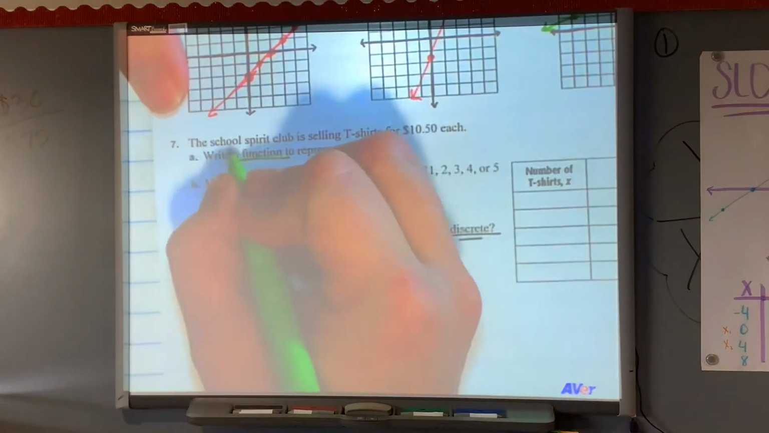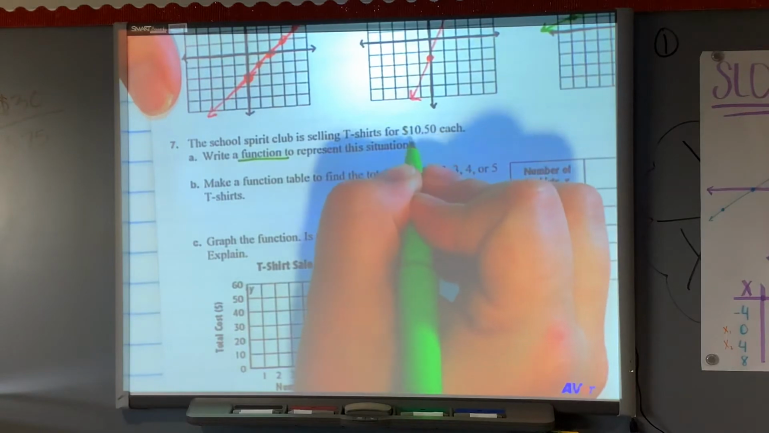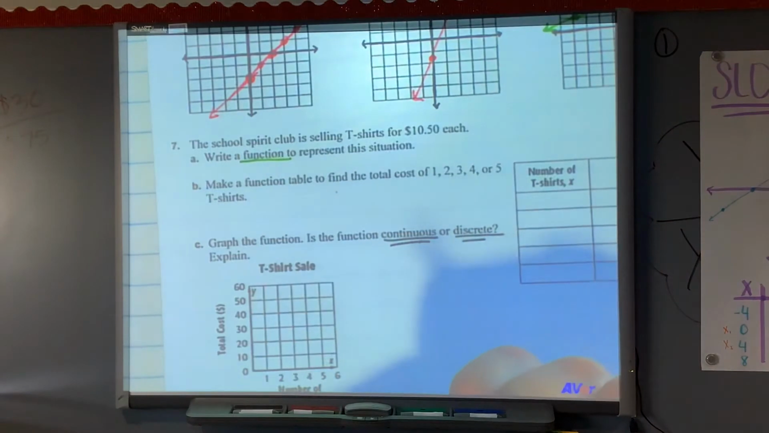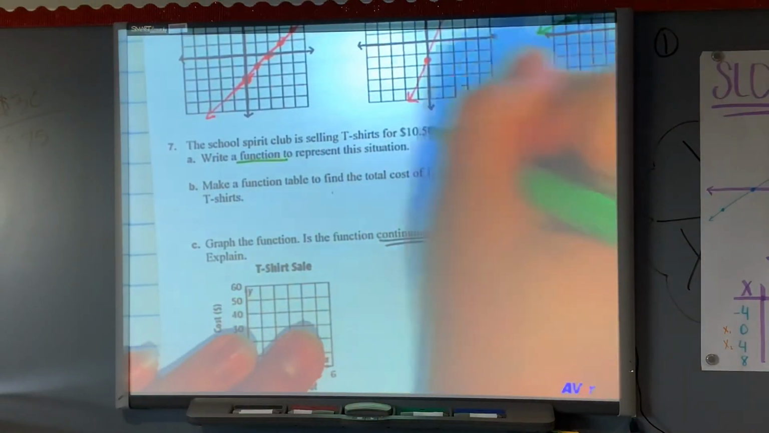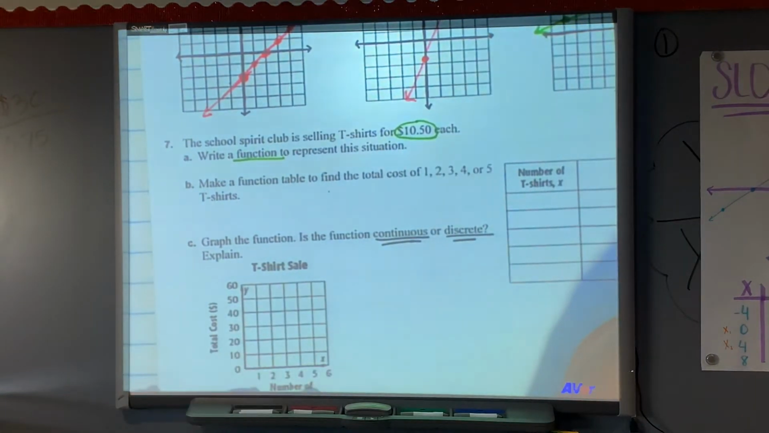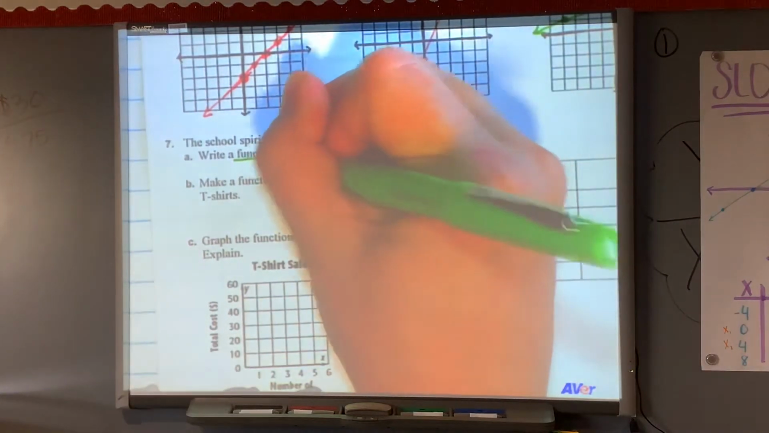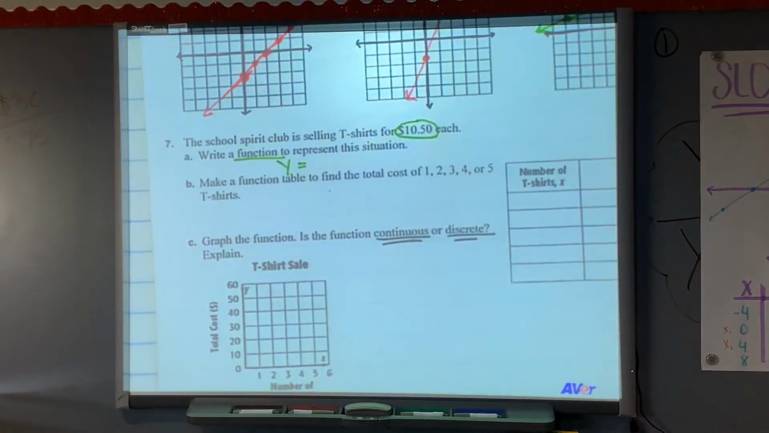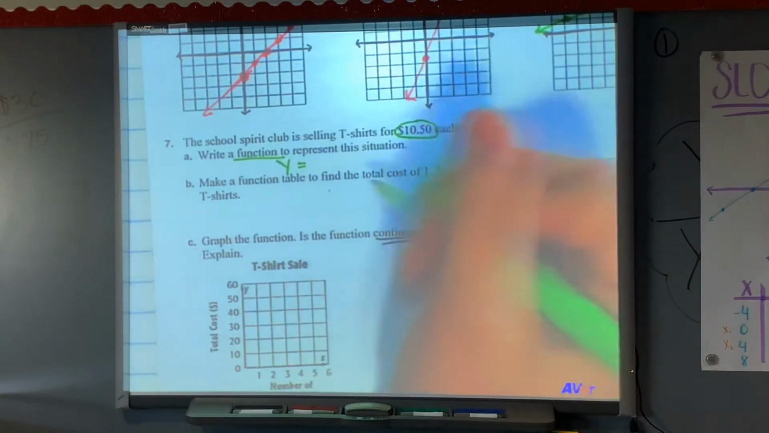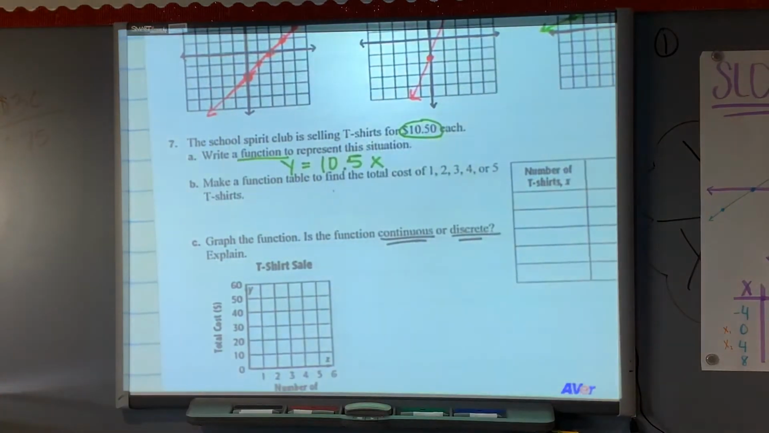So what was working together is this t-shirt. We were selling t-shirts and we're paying money for them, right? Or we're trying to earn money for them. So if we're selling t-shirts, it looks like we don't have a starting value. We're probably starting at 0, like we have not sold any t-shirts yet, but we are going to be selling them for $10.50 each. So I could say y, which is the number of money we make, is going to be 10.5 times x, the number of t-shirts we sell.